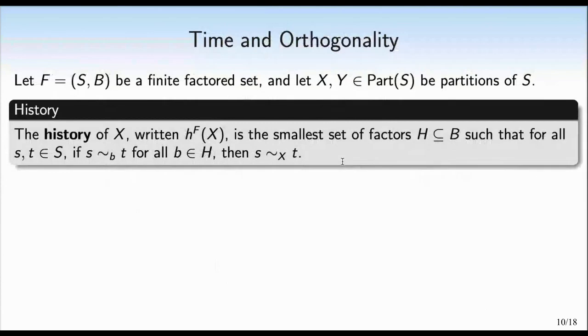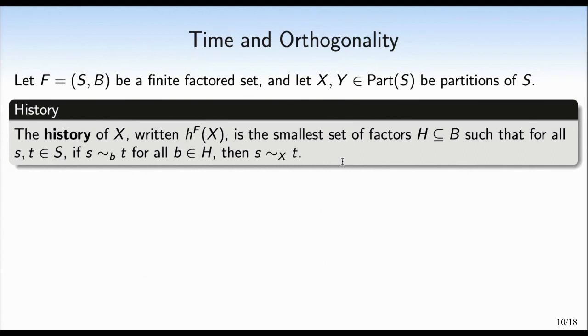Okay. I think that if you capture one definition from this second part of the talk, it should be this one. So we're now going to define the history of a partition given a context, which is a finite factored set. So we have as our context F equals (S, B), a finite factored set. So S is a finite set, B is a factorization of S. And X is a partition of S.